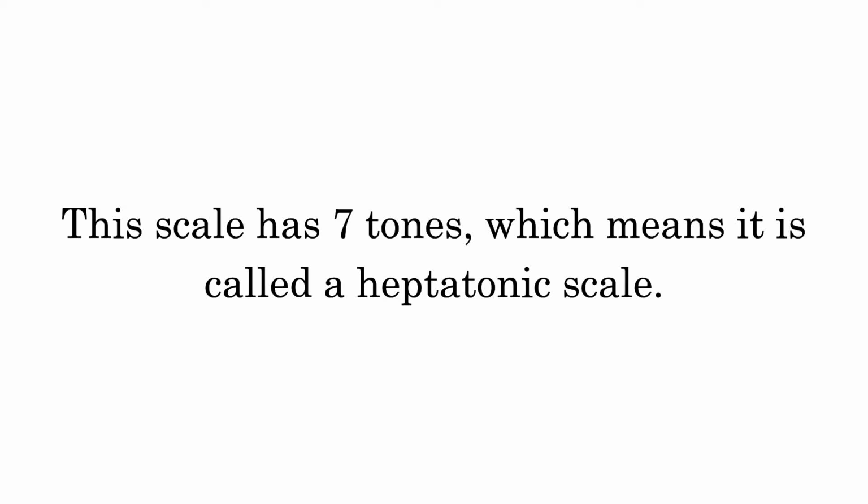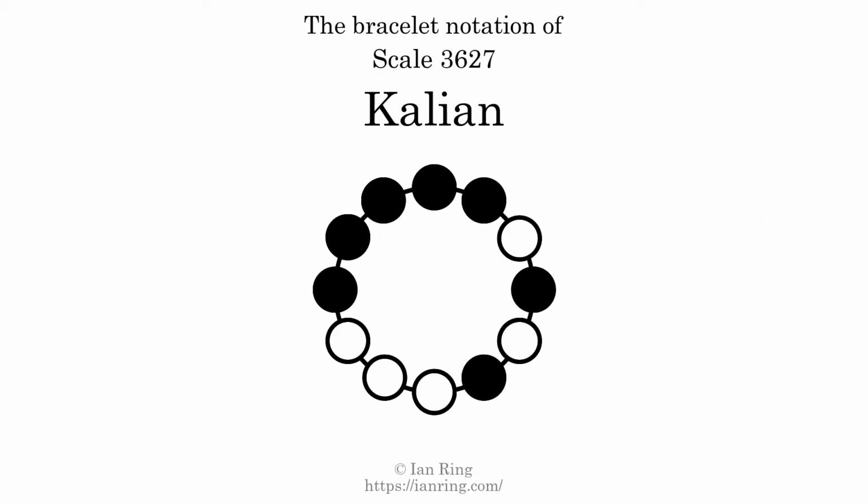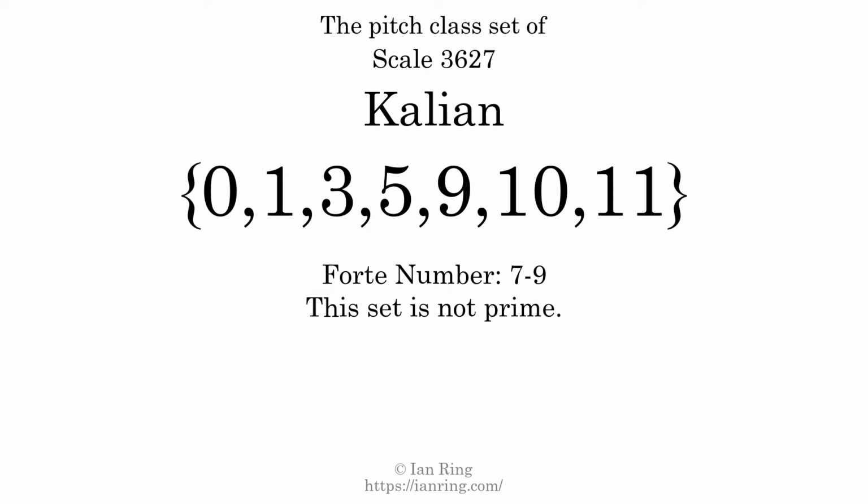This scale has 7 tones, which means it is called a heptatonic scale. This is a bracelet notation diagram of scale 3627. The shaded circles represent tones that appear in the scale, and they are read clockwise, starting at the top. The pitch class set for this scale is 0, 1, 3, 5, 9, 10, 11. The fault class is 7, 9. This set is not prime.